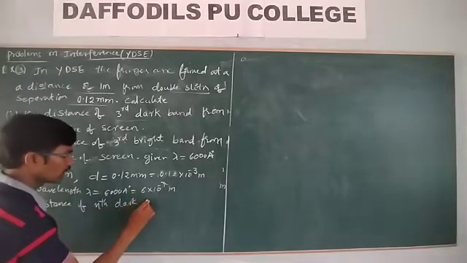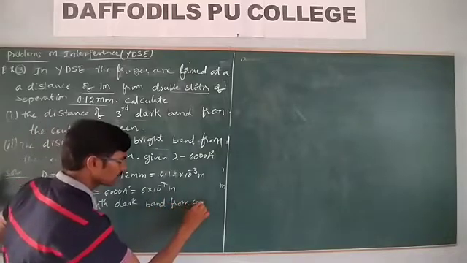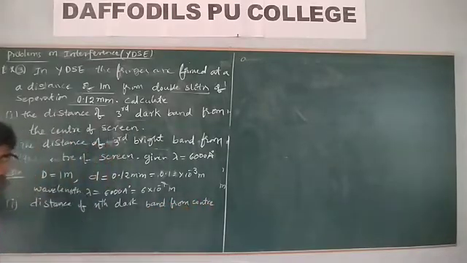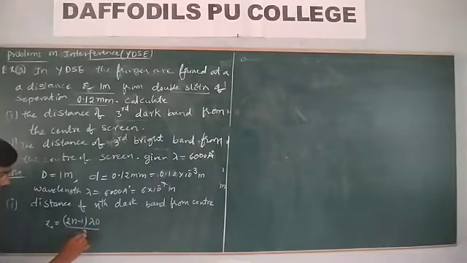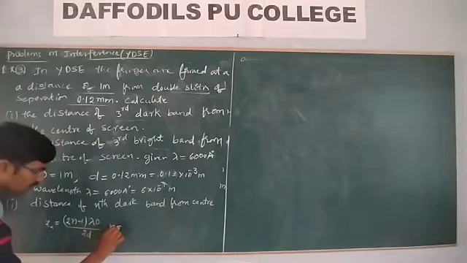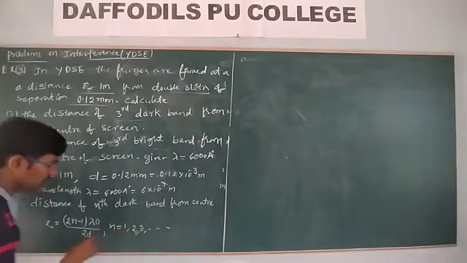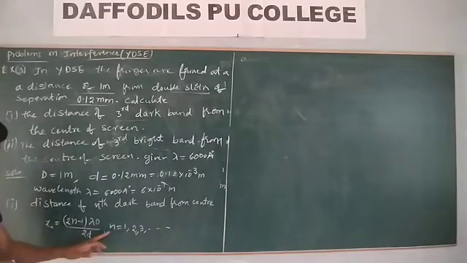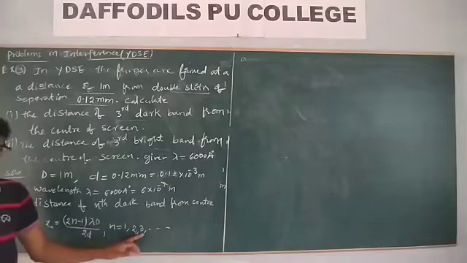Nth dark band from center. What is the expression? xn is equal to (2n minus 1) lambda D by 2d. Then how do we take n values? 1, 2, 3 and so on. That means for the first, instead of n we take 1, for the second, 2.